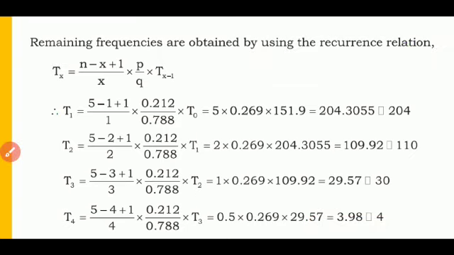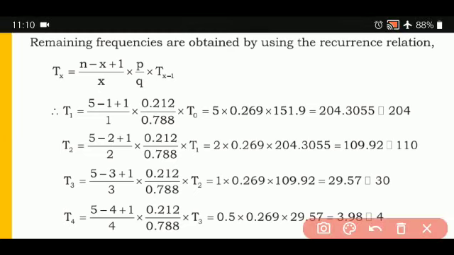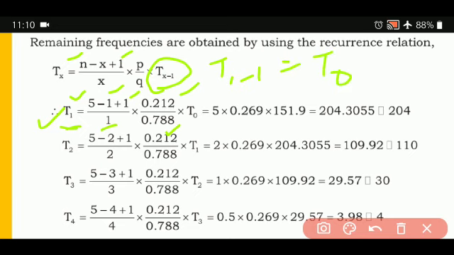The first term is always T0. Second term is T1. Now in T1, what is the value of x? It is 1. This 1 is 1 here only, and this x is 1 here. P upon Q, substitute the value of P and the value of Q. Here, please pay attention. What is the value of x here? 1. 1 minus 1 is T0. You have already found the value of T0, that is 151.9. So you only have to substitute it.